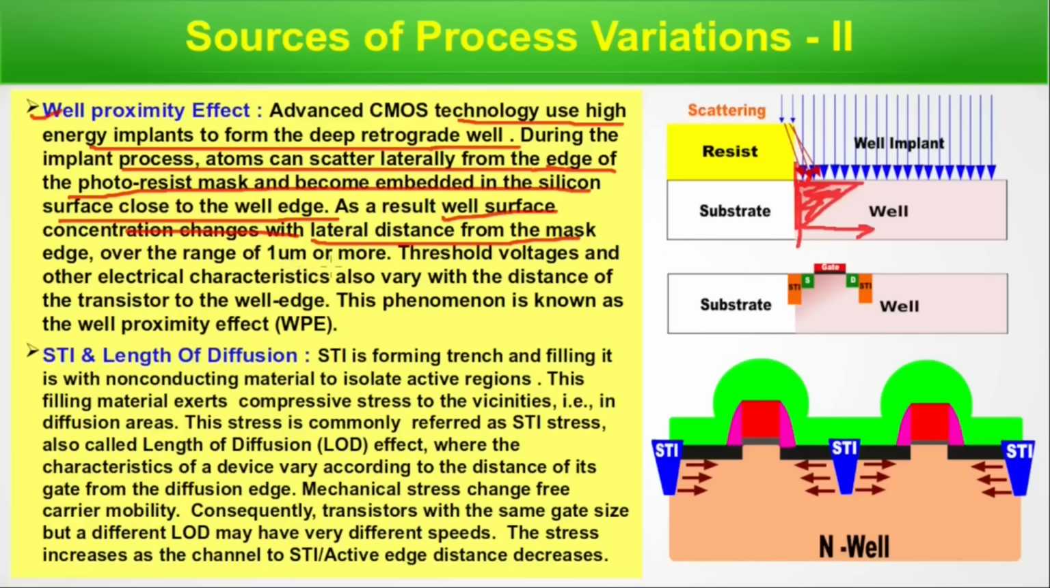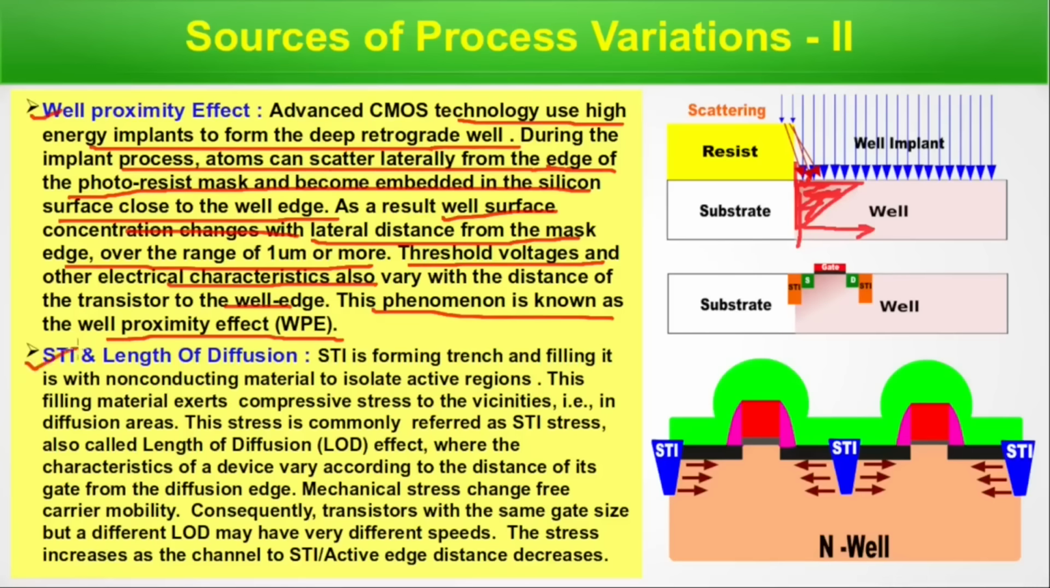Over a range of 1 micrometer or more, well surface concentration changes with lateral distance from the mask edge. Threshold voltages and other electrical characteristics also vary with the distance of the transistor to the well edge. This phenomenon is known as well proximity effect. Here, the implant surface concentration is changed and accordingly parameters like threshold voltage and other electrical characteristics also vary with the distance of the transistor to the well edge.